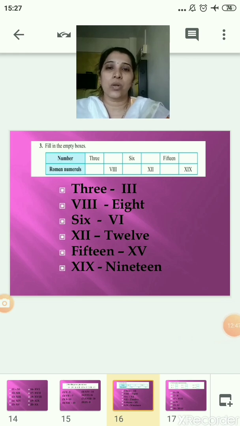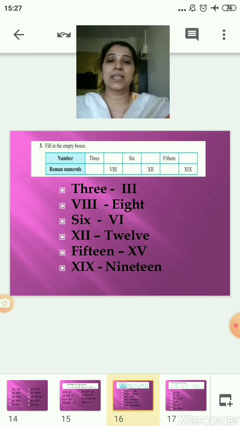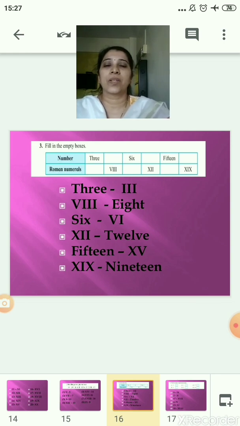Let's go to the third question. Fill in the empty boxes. Somewhere the numbers are given and somewhere the Roman numerals are given. Where the number 3 is given, you have to write the Roman numeral for it. So for the number 3, you will write the Roman numeral as 3 capital letters I. Second one, they have given the Roman numeral V and 3 times I. So V and 3 times I is 5 plus 3, that is 8.